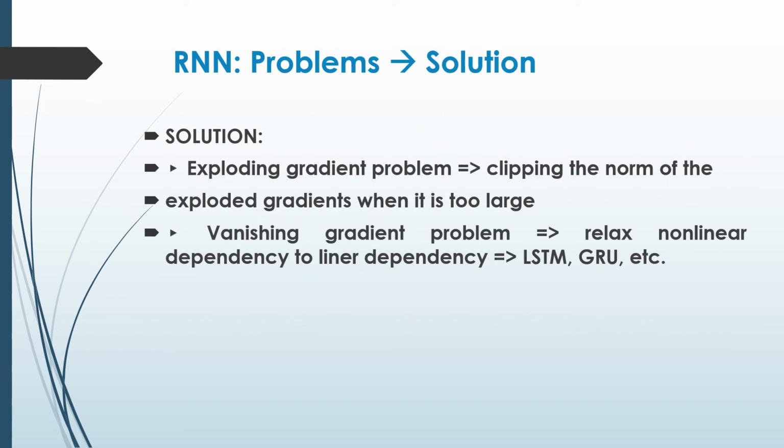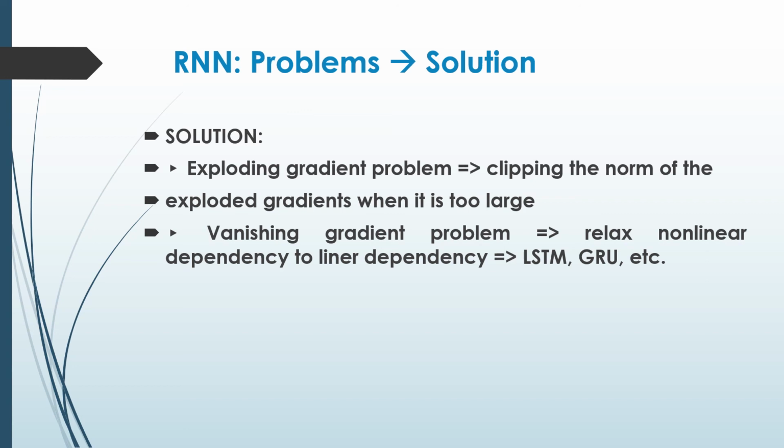The solutions to the problems mentioned in the previous slide can be understood easily. First, the exploding gradient problem can be solved by clipping the norms of the exploding gradients when they are too large. The vanishing gradient problem can be handled by relaxing the non-linear dependency to a linear dependency. For this we have different techniques: first is LSTM, next is GRU. We will see LSTM and GRU in the coming video lectures.